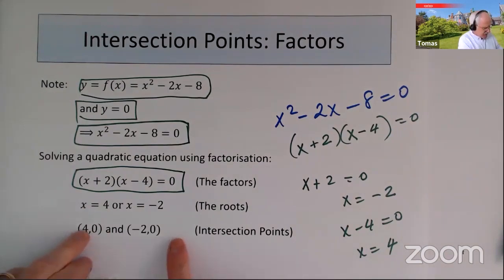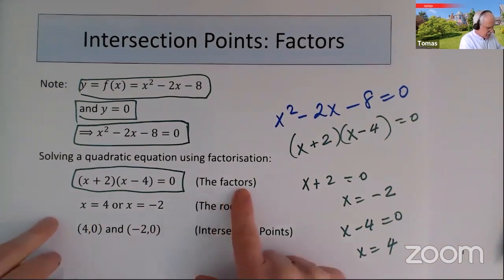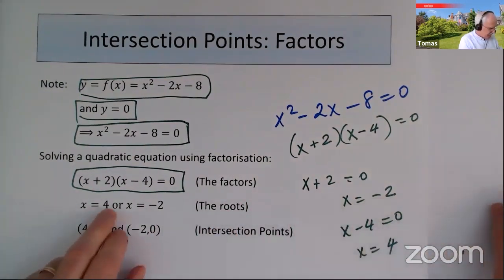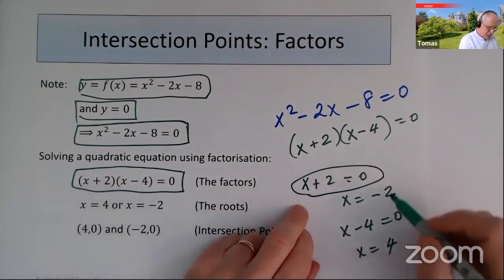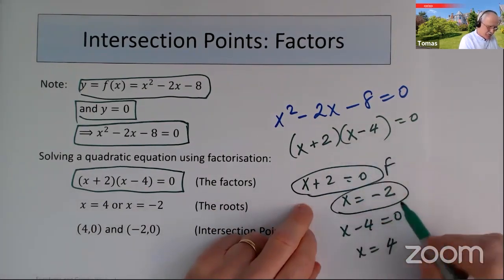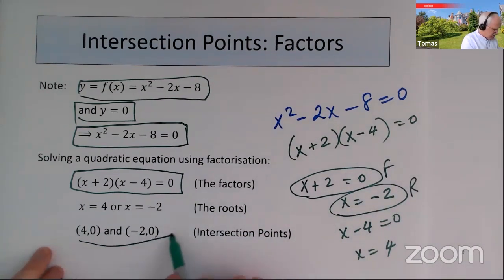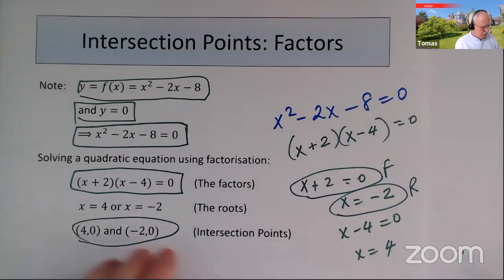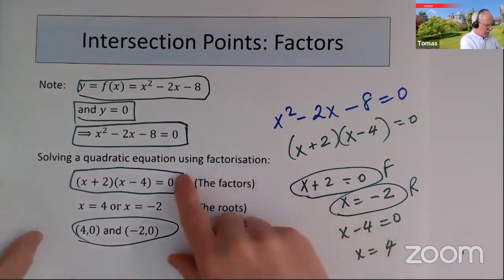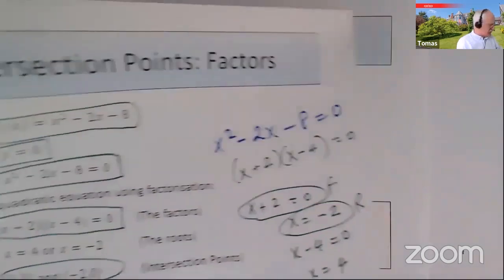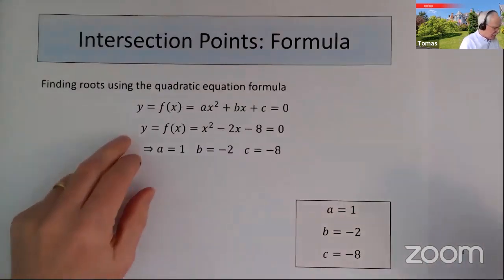So those are the answers, the roots and the intersection points. The factors, the roots: x plus 2 is 0 is a factor. That's a root, just turning it around, where x equals minus 2 makes it a root. And then the intersection points are there. But not everybody will be able to spot that comfortably under stress, or it might be trickier than that one.